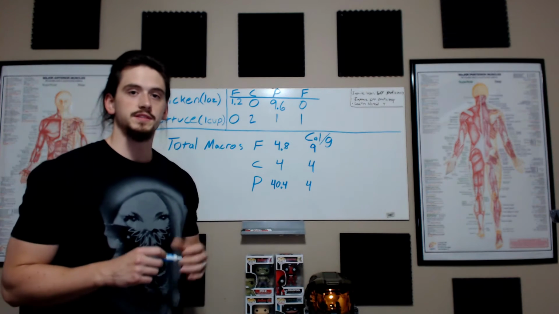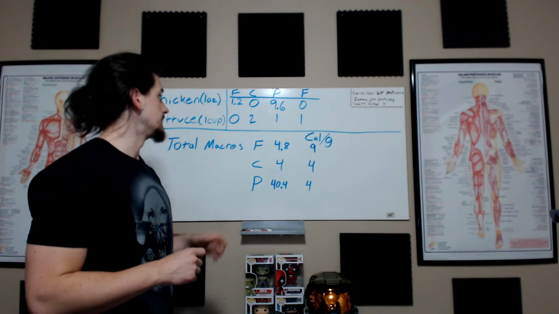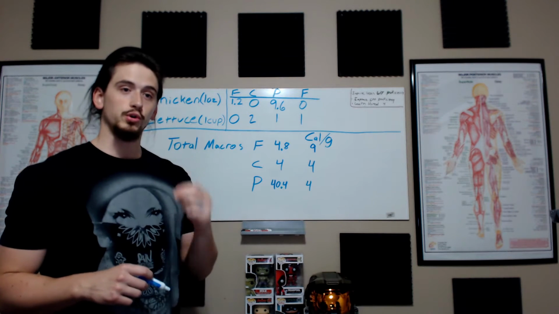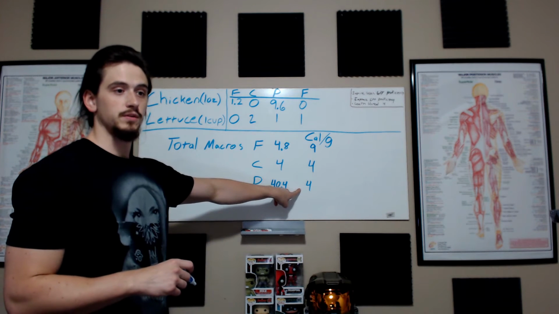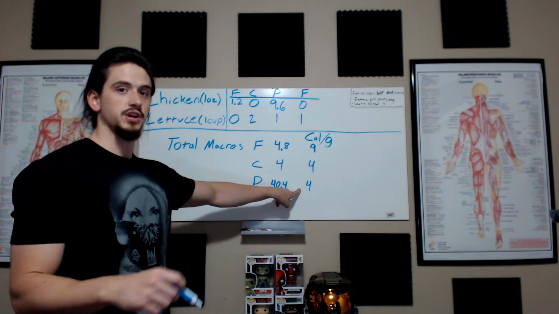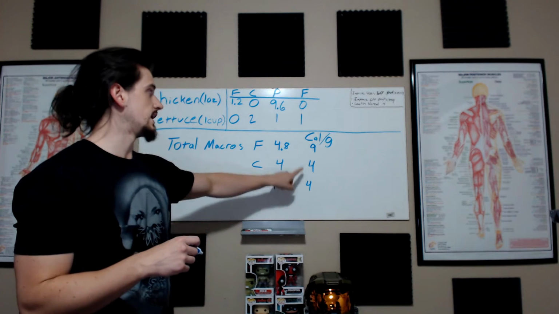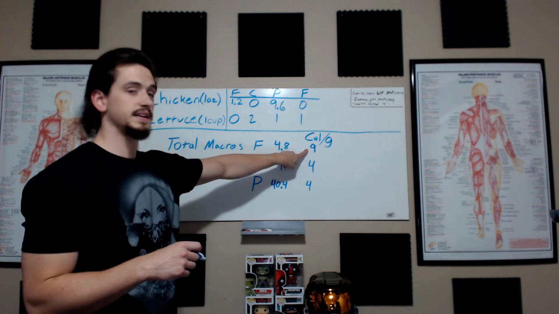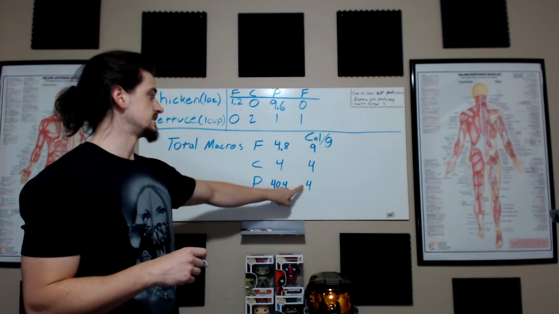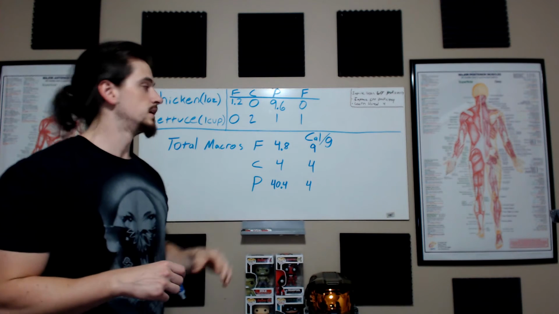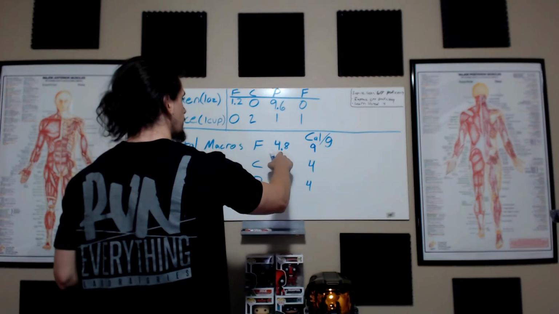Right here we have the total macros that we pulled from the previous step, and then we have the calories per gram for each of these macros. If you don't know what this is, then you should go back and watch the previous video. I told you about how fat is 9 calories per gram, carbs are 4 calories per gram, and protein is 4 calories per gram.